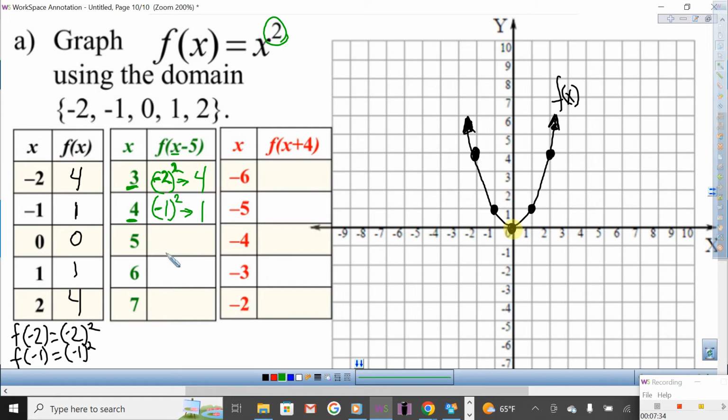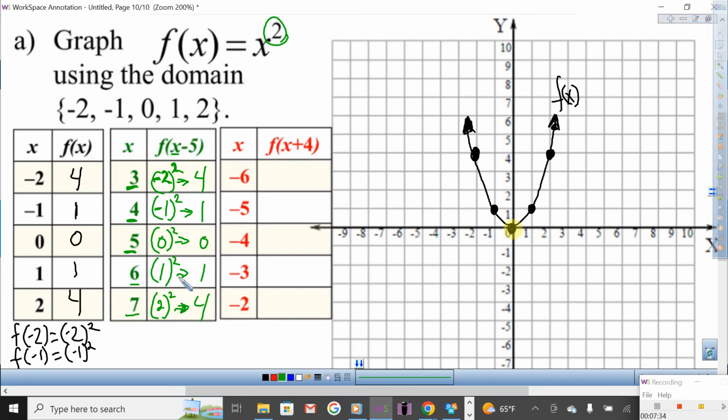So with that, fill in the last 3 by yourself. See what you get. So let's see if you got it. F of x, which is 5, minus 5 is 0, squared, which is 0. Next one, again, x is 6, minus 5 is 1, squared, that is 1. And the last one, 7, minus 5 is 2, squared, that is 4. Hands up if you got that by yourself.